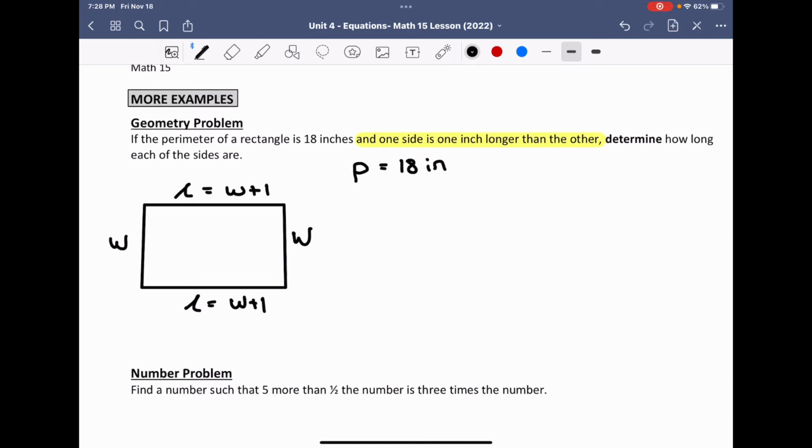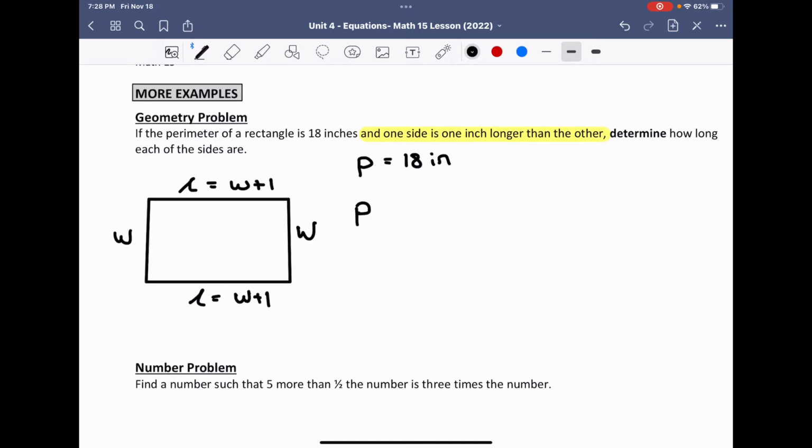Now let's put this in for our perimeter equation. Perimeter, which is equal to 18, is equal to 2 lengths plus 2 widths. We know with the perimeter, we now have a measure of L in terms of W. So I'm going to sub that in. 2 times W plus 1 plus 2W.